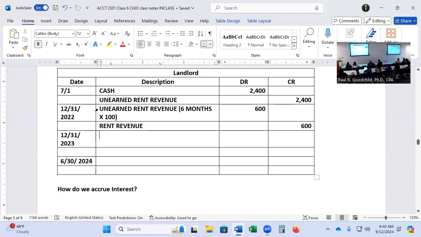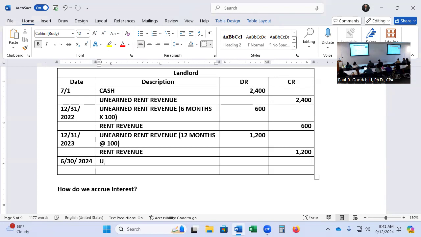Okay, now on 12/31 the next year, we're going to have unearned rent revenue, 12 months at 100. So 1,200 and rent revenue of 1,200. And then the last 6 months of it would be unearned rent revenue, 600, and rent revenue of 600.